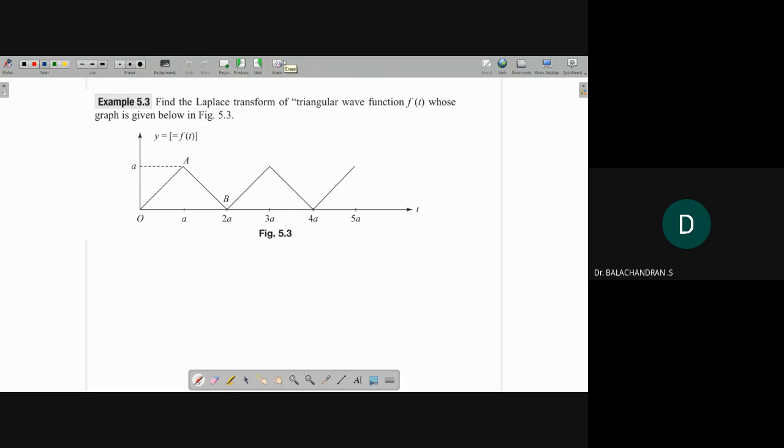So next problem: find the Laplace transform of the triangular wave function f of t, whose graph is given below. Okay, this is a triangular wave. So what is the periodicity? P equal to 2a. You can easily find it is 2a. From 2a to 4a, it is repeated like this. So first, you should find the equation of OA.